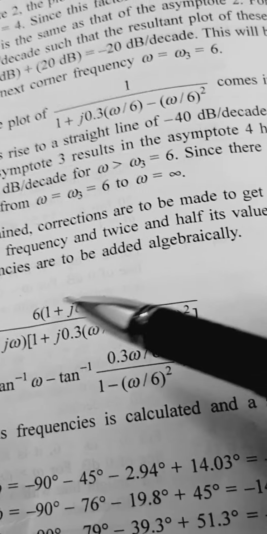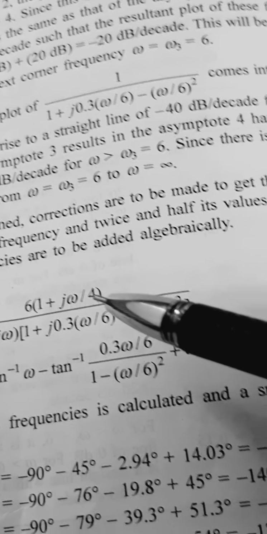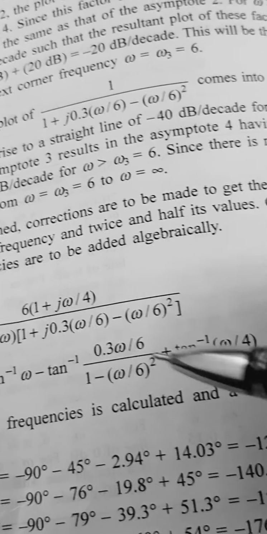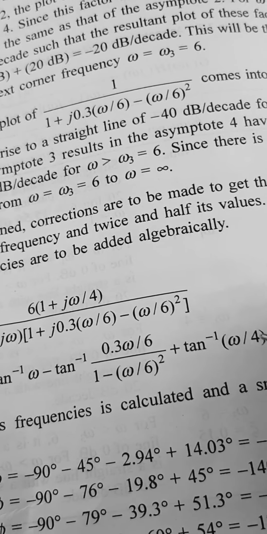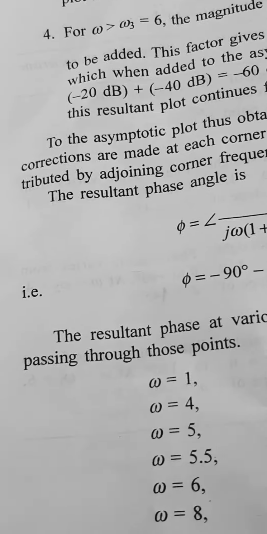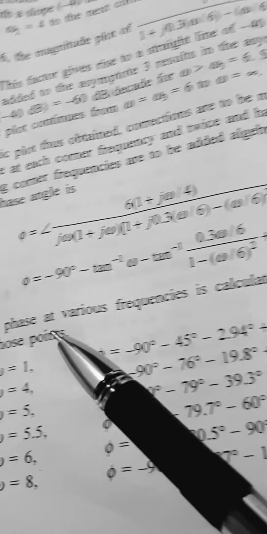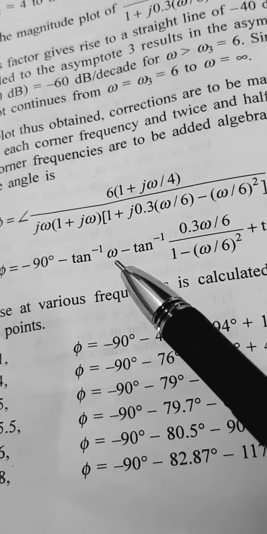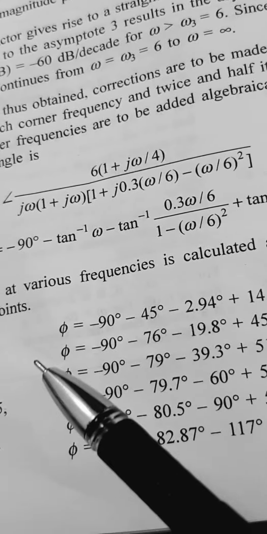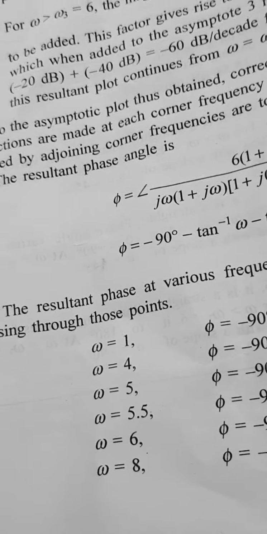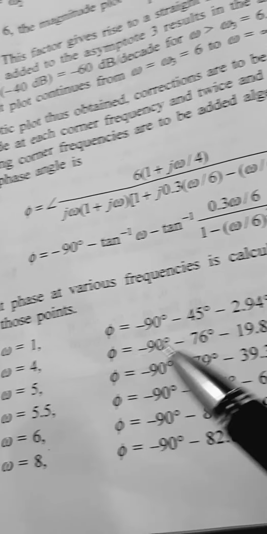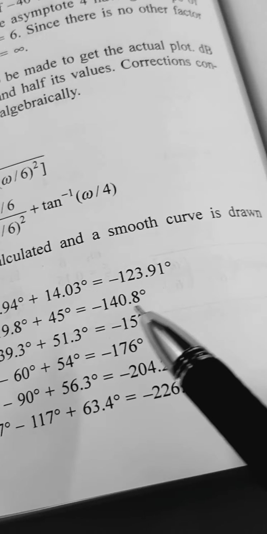Now there is a numerator term, 1 plus j omega by 4. The angle is plus tan inverse of omega by 4, because it is in the numerator. Now you can calculate by substituting the value of omega. When omega is 1, substituting all the values, phi is equal to minus 123.91. When omega is equal to 4, you have to take the corner frequencies, phi is equal to minus 140.8 degrees.